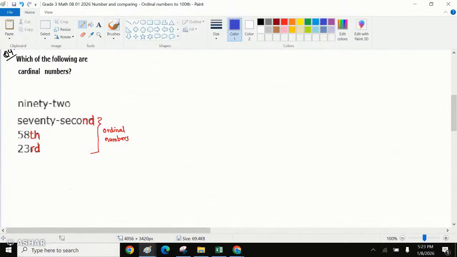But the first number we had was 92. 92 is giving us the quantity, not the position. So 92 would be a cardinal number. We just have to differentiate between the cardinal numbers and ordinal numbers. In this question, they were just asking us what is a cardinal number, so we had to find which of these numbers was a cardinal number.